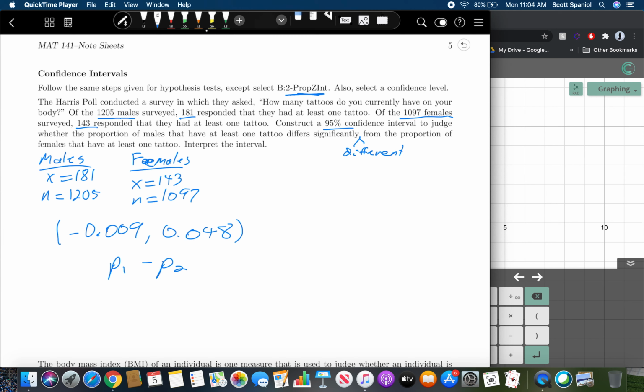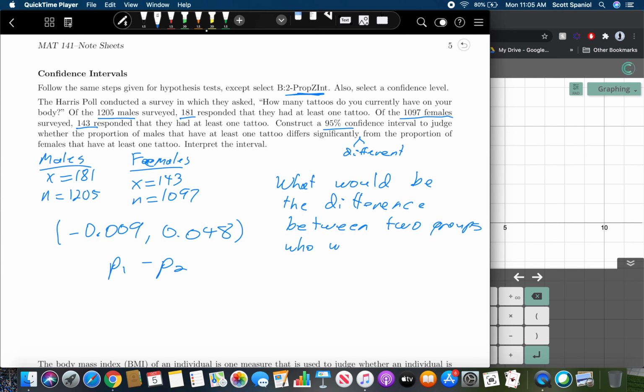So what would we expect? What would be the difference between two groups who were the same? So if two groups were the same, what would be the difference? And the answer is there wouldn't be one, right? A difference of 0, mathematically, if there isn't one, would be 0. Okay, so the difference p1 minus p2 should equal 0.